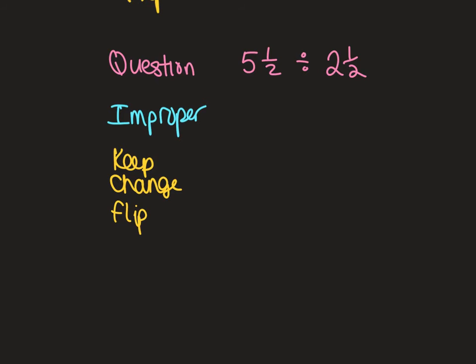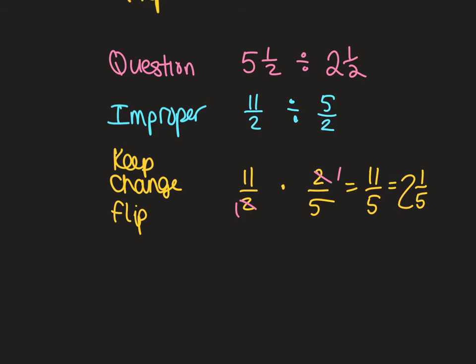Alright, you try this one. 5 1/2 divided by 2 1/2. Write it improper with the division sign, then do our keep, change, flip stuff. Pause the video while you work it out, then hit play. Did you get 2 1/5? Look and see my work. I made it improper. Keep, change, flip. 11 over 5. 5 goes into 11 twice with 1 left over.